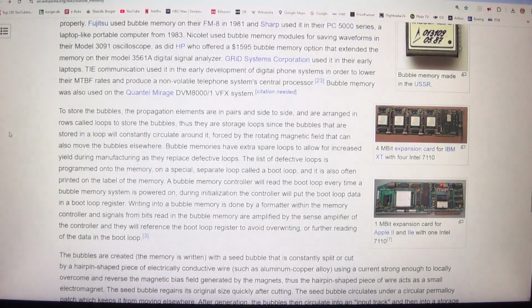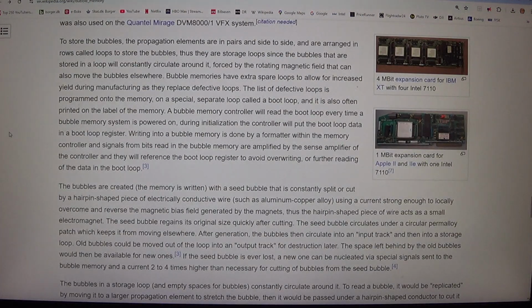in rows called loops to store the bubbles. Thus they are storage loops, since the bubbles that are stored in a loop will constantly circulate around it, forced by the rotating magnetic field that can also move the bubbles elsewhere.